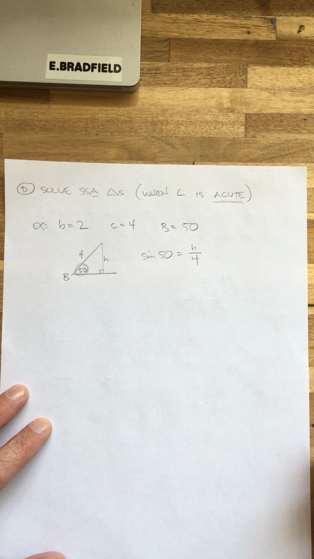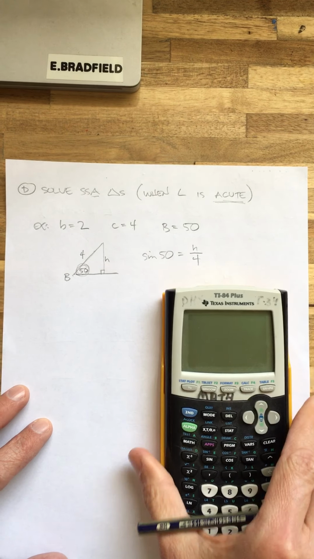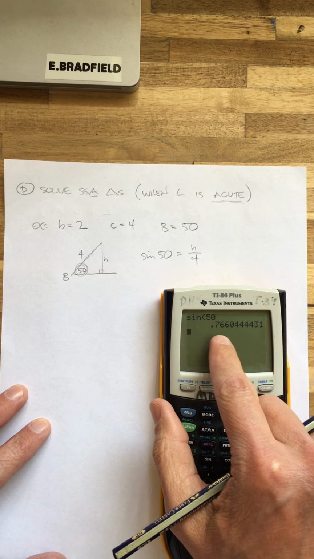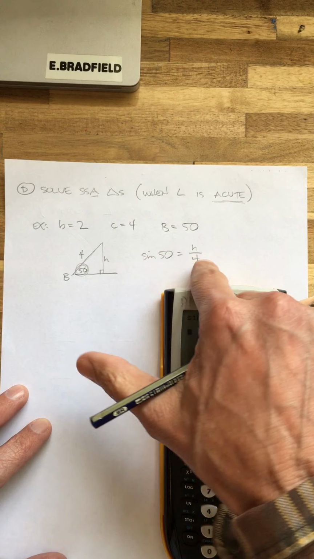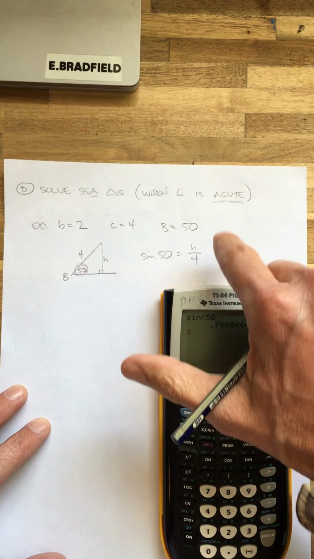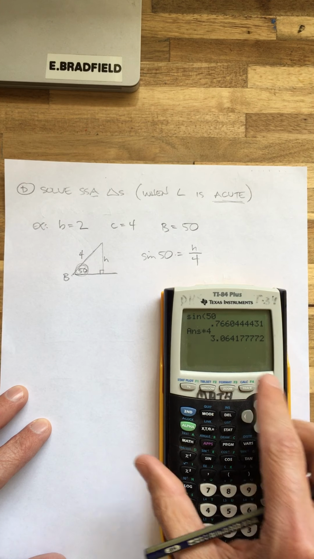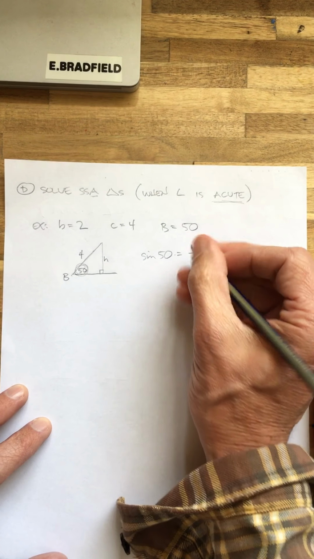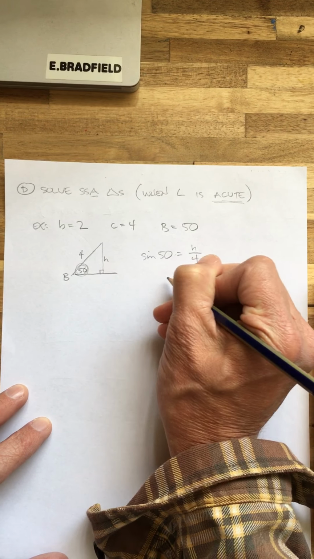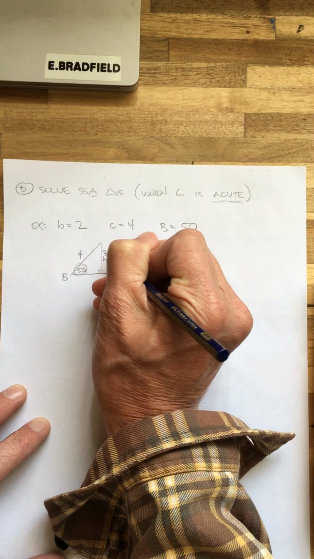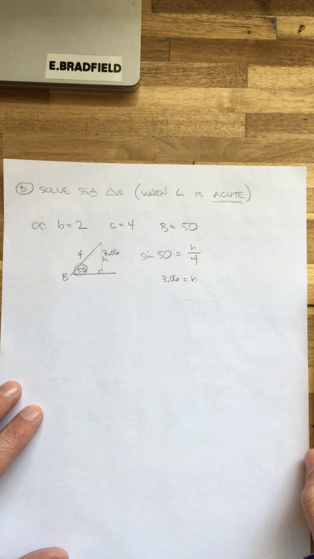Okay, so watch this. Take the sine of 50. Sine of 50 equals 0.766, okay? Move that 4 to the top to get the height, right? So times it by 4, okay? And that equals 3.06. So my h equals 3.06. So this guy right here is 3.06.